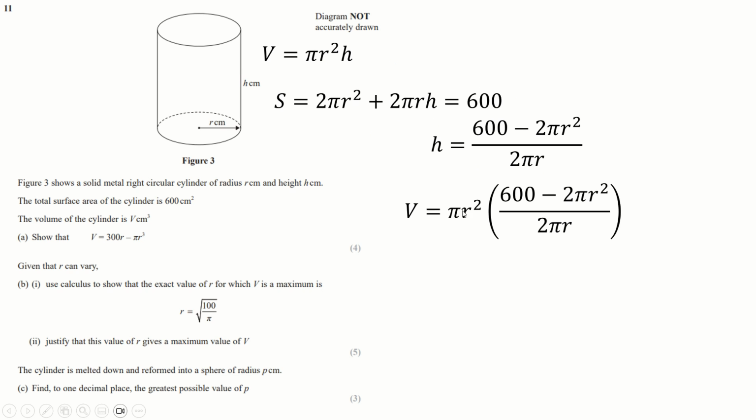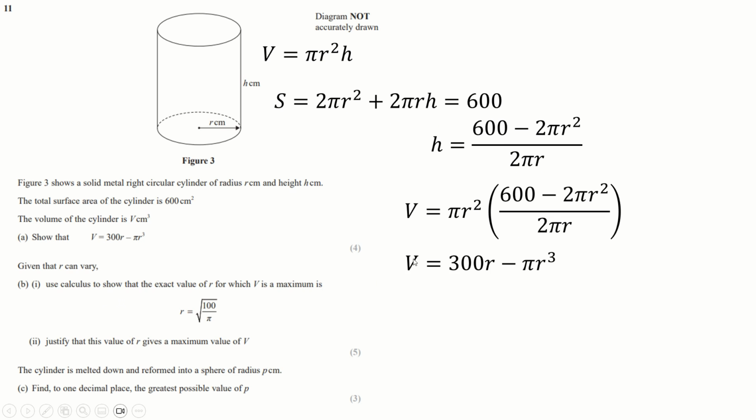When you expand this out, this pi cancels with that, this r cancels a bit with this, you get 600 over 2 is 300 times an r, which is the first term. And then here, this pi cancels, this r cancels a little bit, with 2 more r's makes r cubed. The 2s cancel, and so you just end up with minus pi r cubed as your volume.